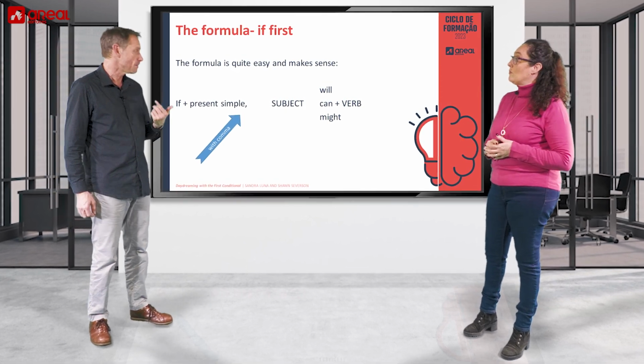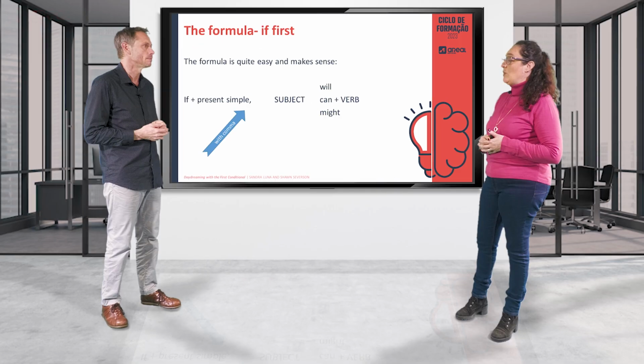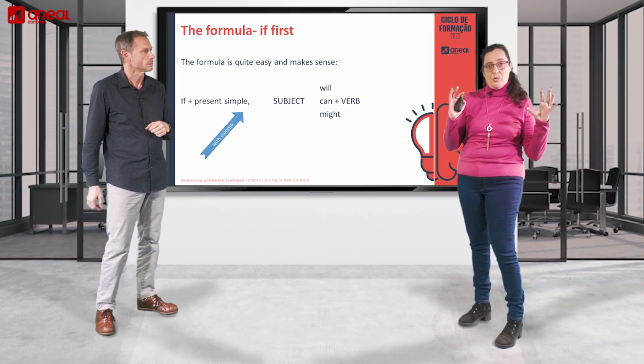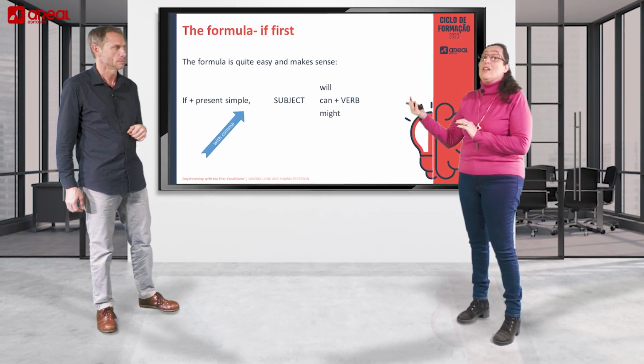One way of starting off the conditional is starting with if, followed by the present simple. Then we need to have a comma. Then I will have my subject, I will have will, can, or might, and I will have another verb. Okay, so we have to separate the first conditional into two parts. We've got the if part, if something happens, then something else will happen.